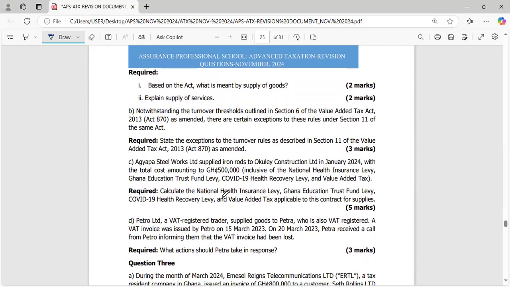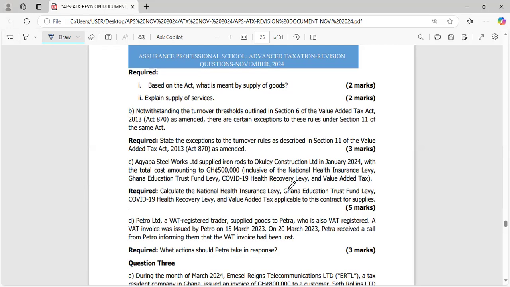I've already explained this. Ajepa Steel Works Limited supplied iron rods to Okule Construction Limited in January 2024, with the total cost amounting to 500,000, inclusive of the National Health Insurance Levy, GETFund Levy, COVID levy, and the value-added tax. The examiner does not want any ambiguity, so they are telling you that everything is there. Calculate the levies, all of them, using the approach you use. So you can just calculate the VAT on it, 15%.